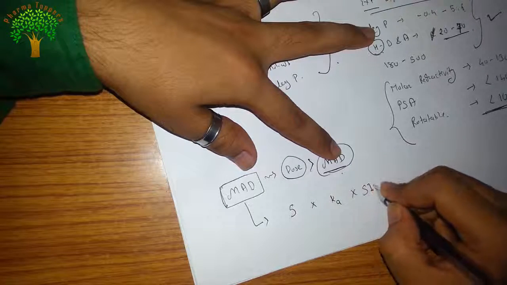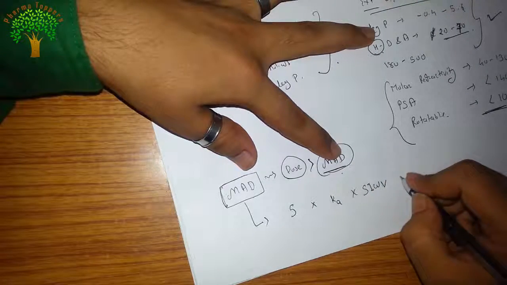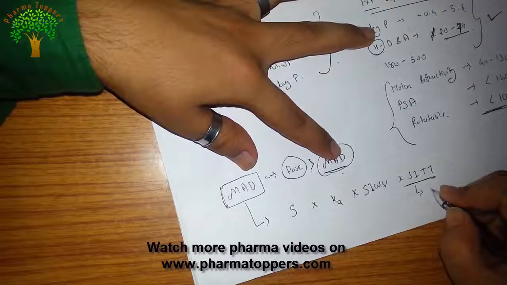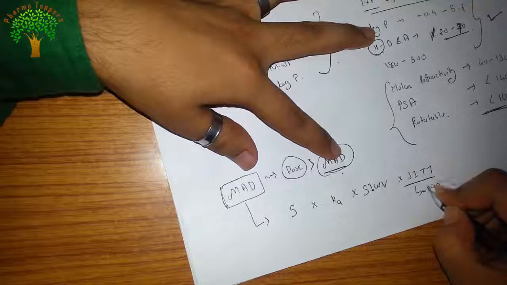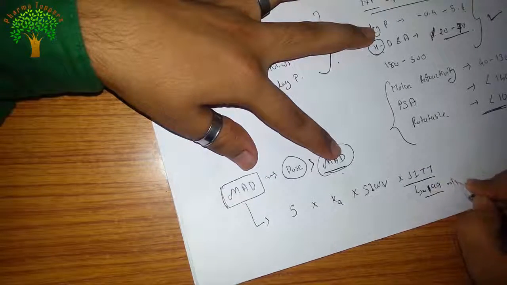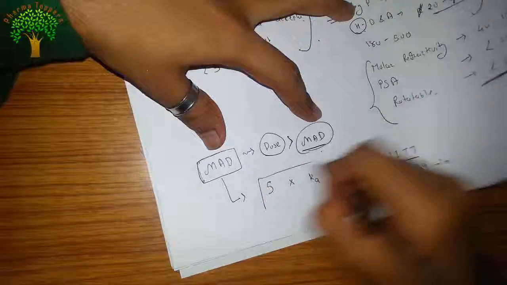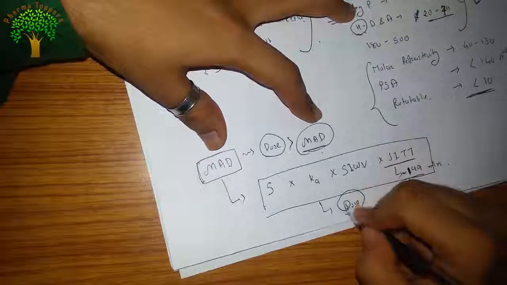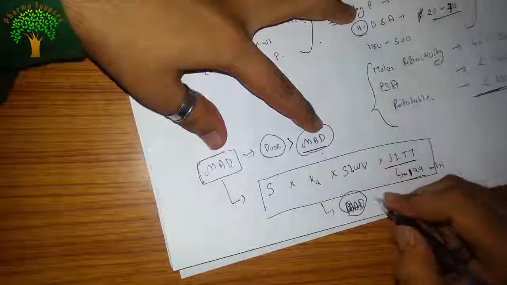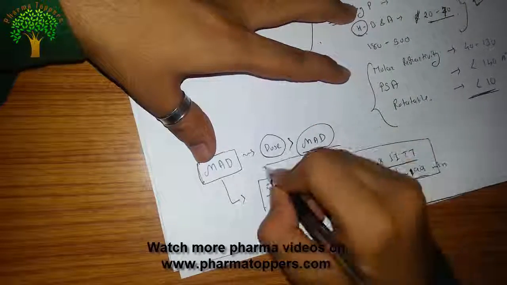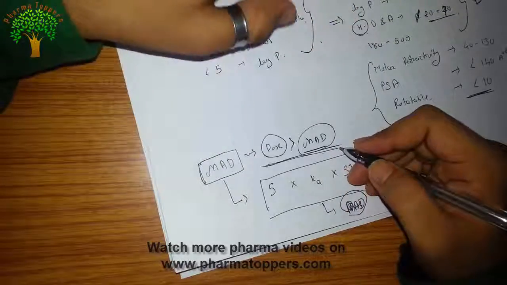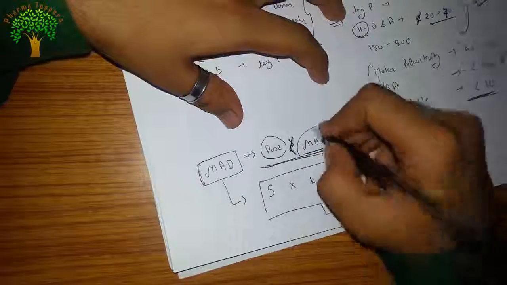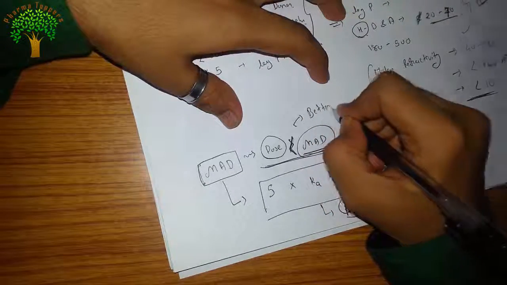Then the small intestinal fluid volume, and the small intestinal transit time, which is generally considered as 4.5 hours, or 199 minutes, as the efficient intestinal transit time. The value of this will give you the MAD, the maximum absorbable dose, and the value of your dose should be less than the MAD for better absorption to take place.